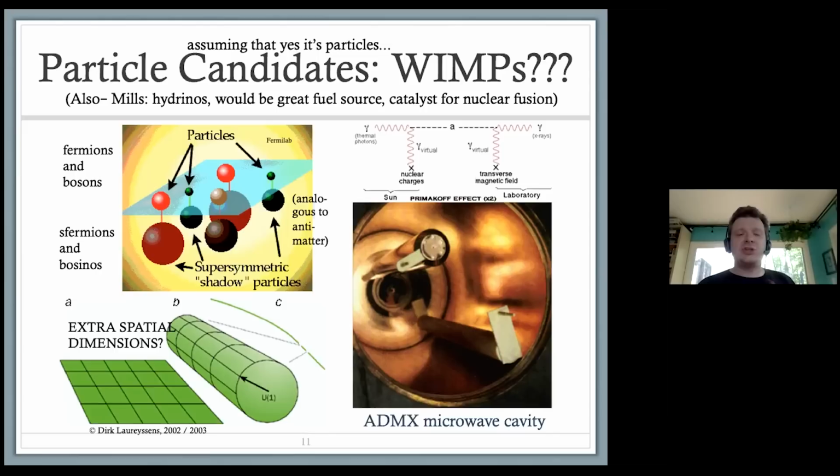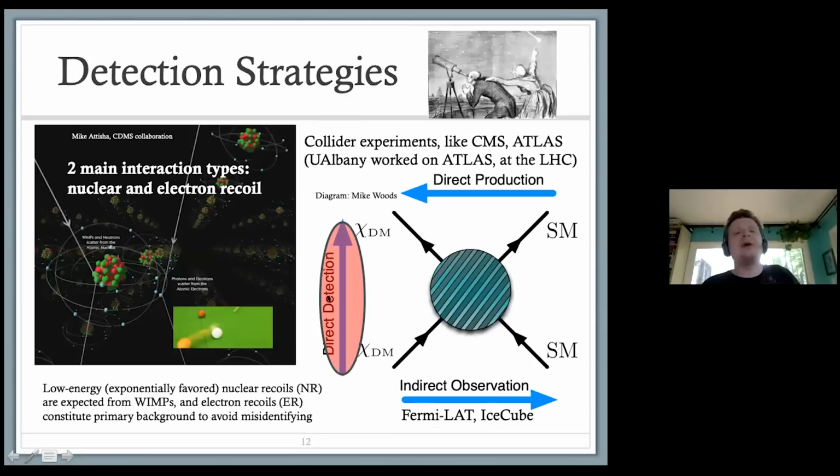But let's focus in on, because it's the focus of my own research, let's zero in on that one dark matter particle candidate called the WIMP. How do we look for it? So we have different detection strategies. The main one is to look for what's called nuclear recoil. So you're waiting for one of these dark matter WIMP particles, if it's made of WIMPs, to come and bump into one of the nuclei in your detector.